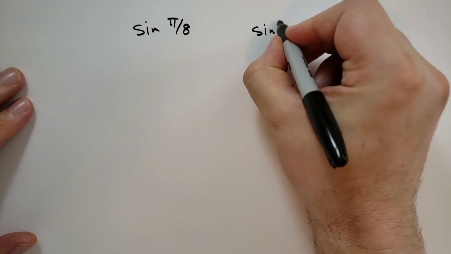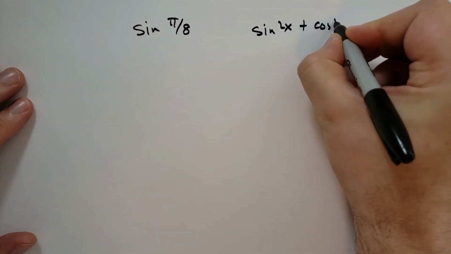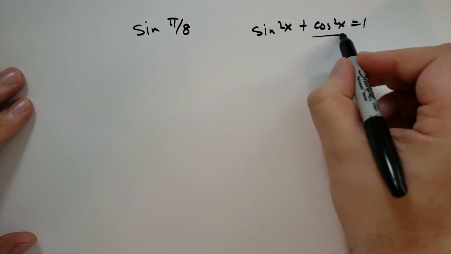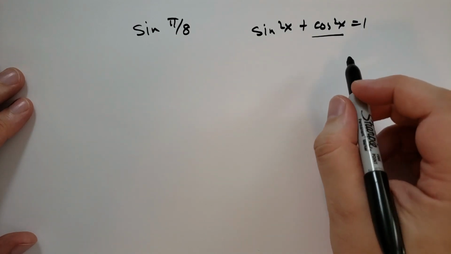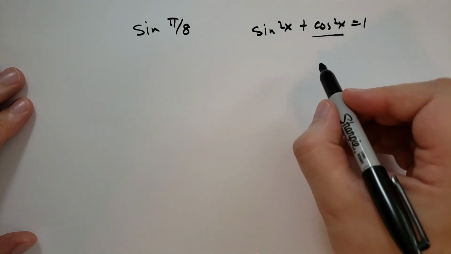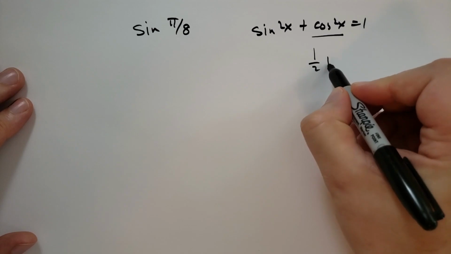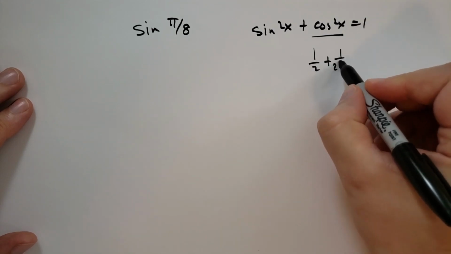Okay. So for sine of pi over 8, we're going to use the property that sine squared of x plus cosine squared of x is equal to 1. We know what cosine squared of x is. Cosine squared of pi over 8 is going to be 1/2 plus 1 over 2 root 2.